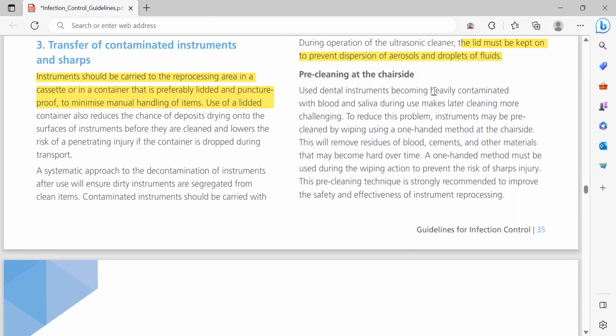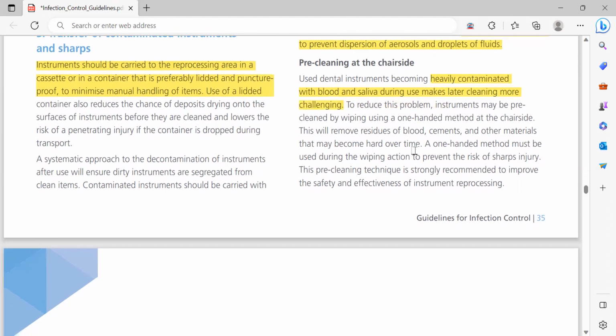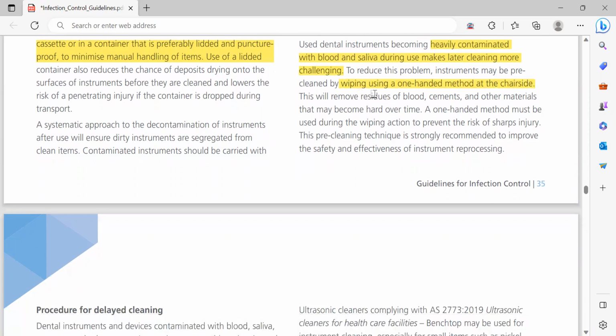Used dental instruments become heavily contaminated with blood and saliva. This makes later cleaning more challenging, so it is important that you clean them at the chair side. To reduce this problem, instruments may be pre-cleaned by wiping using a one hand method at the chair side. This removes the residue of blood, cements, and other materials that may become harder over time.